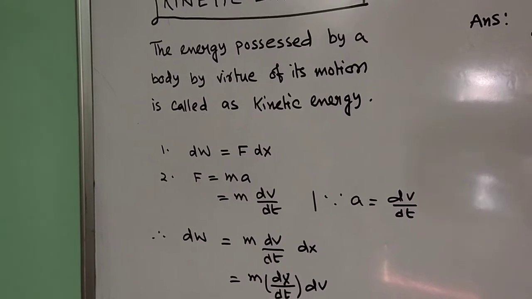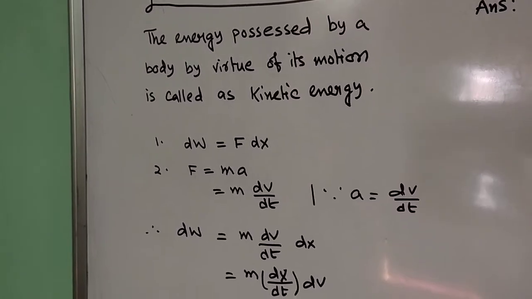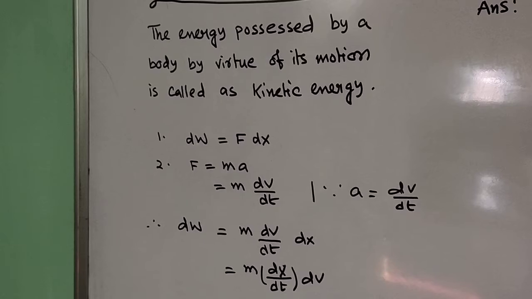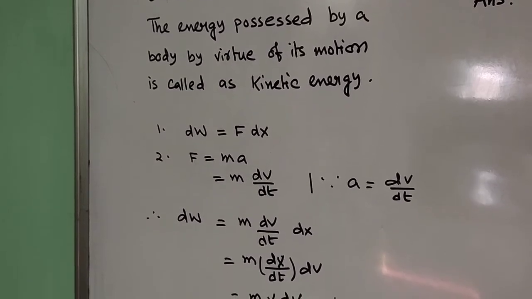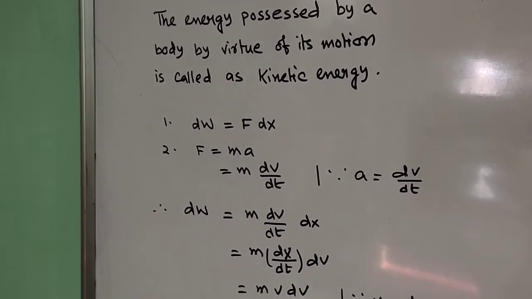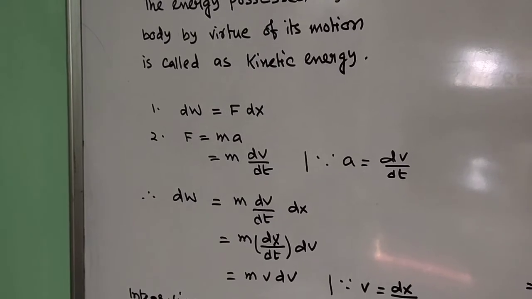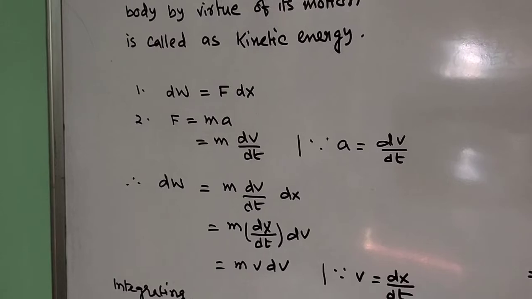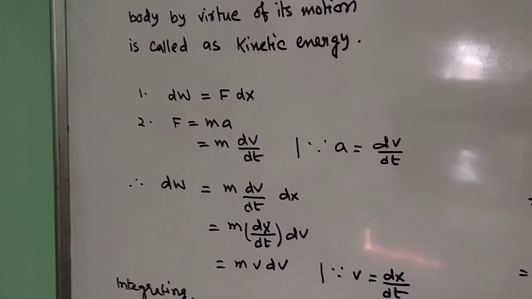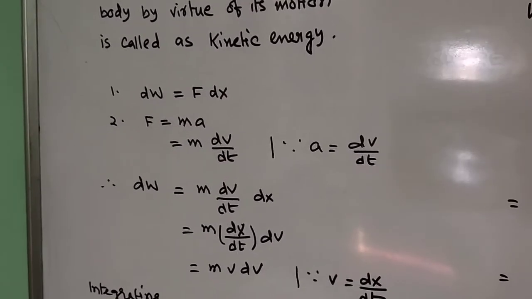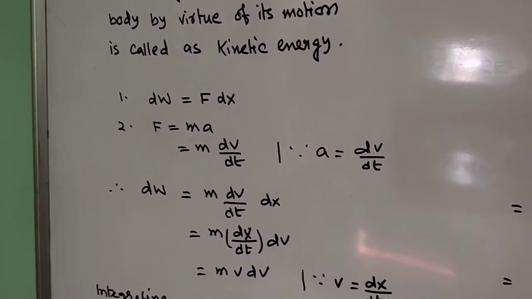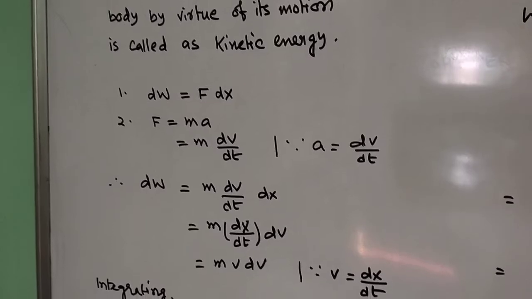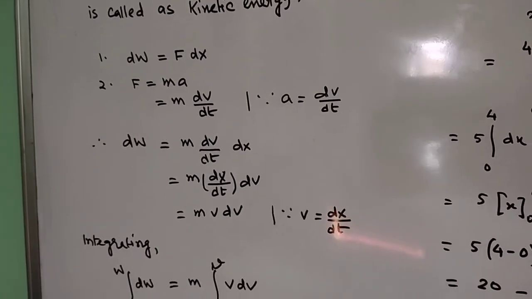What does it define? Small work done when force and displacement are in the same direction. So F equals ma, already defined in our previous chapter. a is your acceleration, dv by dt. So dW equals m dv by dt times dx. Just arrange it: m dx by dt into dv. When I say dx dt, understand that it is dx by dt. So dx by dt is your v, the velocity.